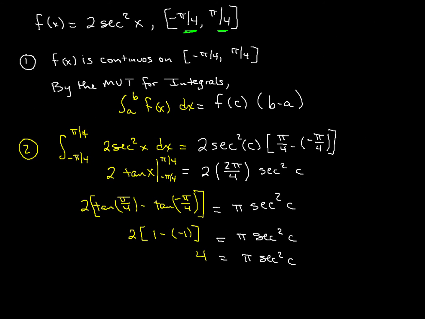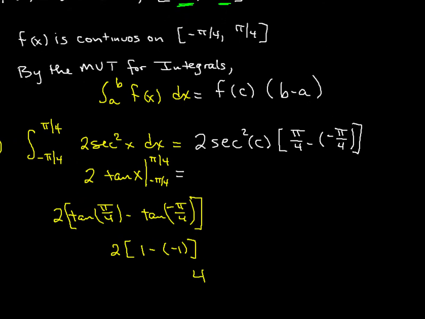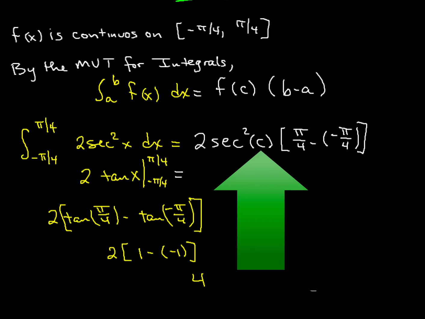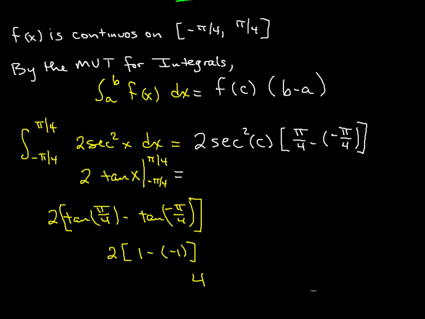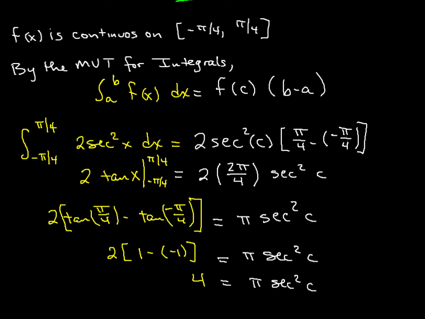Now on the right side, for that f of c times b minus a, I'm going to plug in c for x in my original function f of x equals 2 secant squared x. So that's going to give me 2 secant squared c. And then b minus a are going to be pi over 4 minus negative pi over 4. When I clean that up and do my arithmetic, I'll end up with pi times secant squared of c.